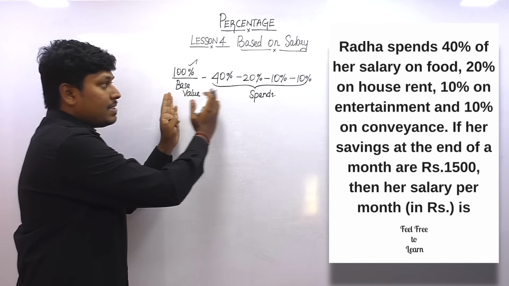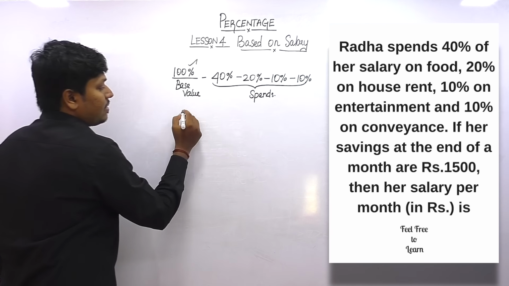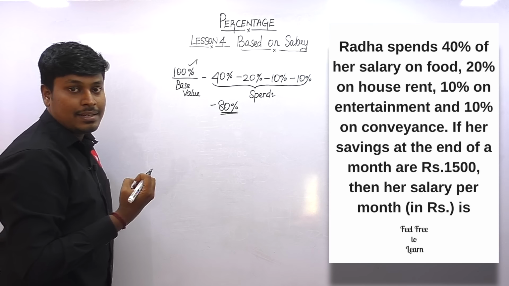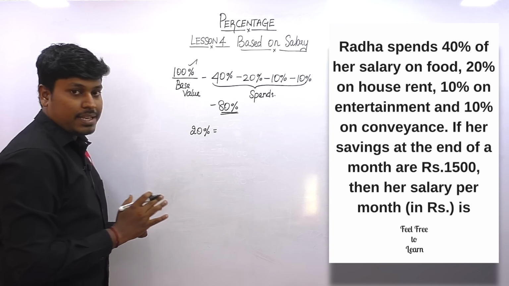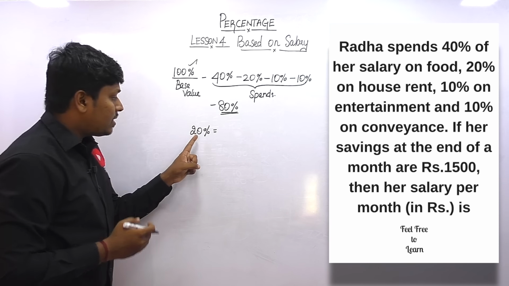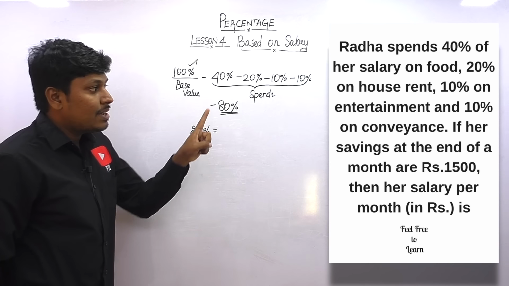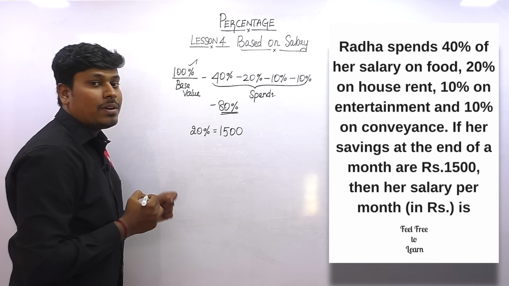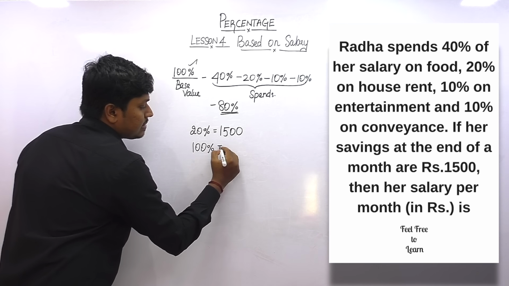We are keeping the base value 100% as Radha's salary. From her salary, she is spending this much percentage. Let me add these: 40, 20 makes 60, 70 and 80. So out of this salary, she is spending 80%. What is the percentage remaining with her? 100 minus 80 is 20%. So now Radha has 20% of her salary. In the question they have directly given her savings at the end of the month, so we know that 20% is the savings, and 20% savings is 1500. So the savings amount is 1500. Our target is to find the salary, and we have kept the base value salary as 100%. So 100% is equal to X.